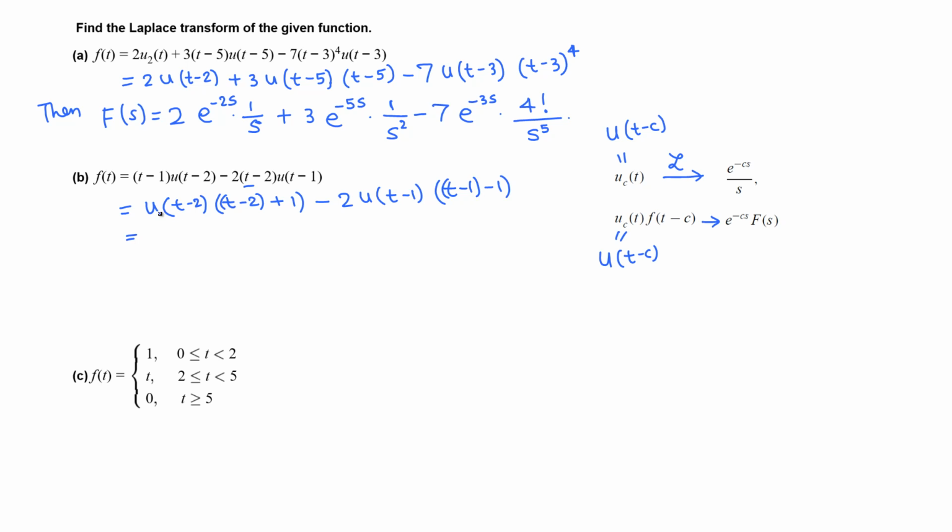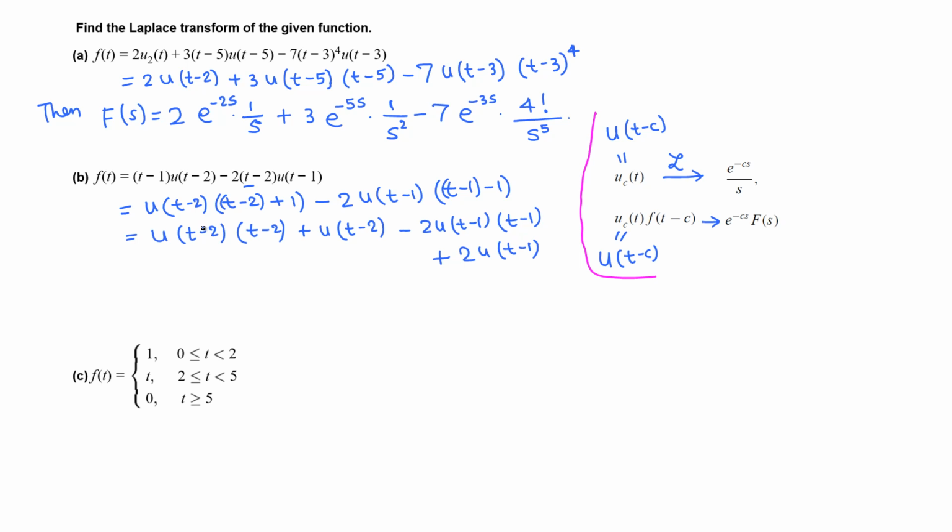Let's distribute this unit step function from outside. So this is u(t minus 2) times (t minus 2), plus u(t minus 2) times 1, so u(t minus 2), minus, same thing here, distribute 2 u(t minus 1) times (t minus 1), minus, and minus, so it becomes plus 2 u(t minus 1).